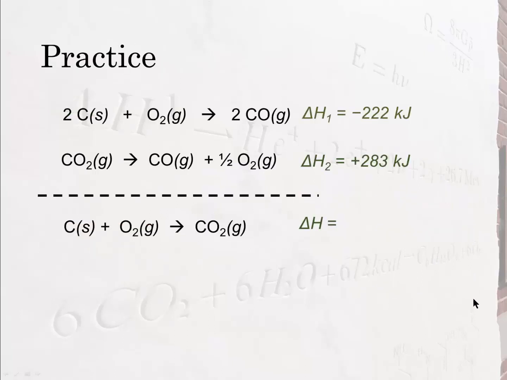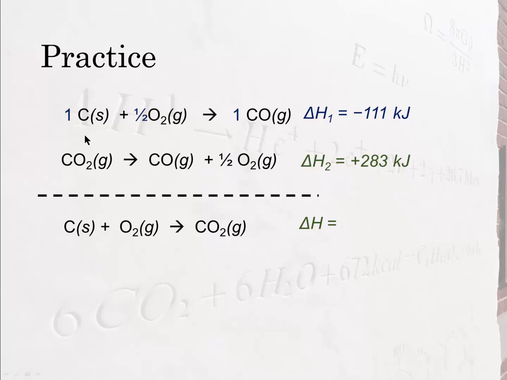Now try this one on your own. Calculate delta H for the reaction of elemental carbon and oxygen to make a mole of carbon dioxide. In the first step, I have too many moles. I need to multiply the entire first equation, including delta H, by 1/2. The second step is shown in the wrong direction.